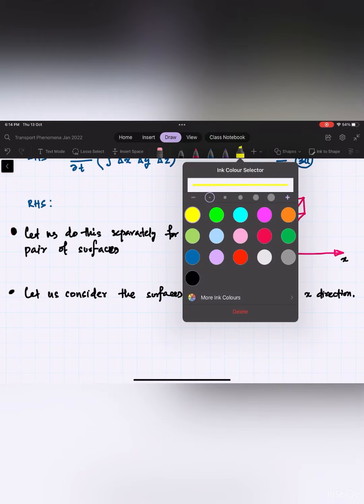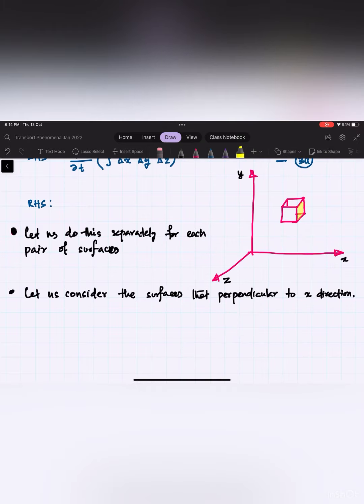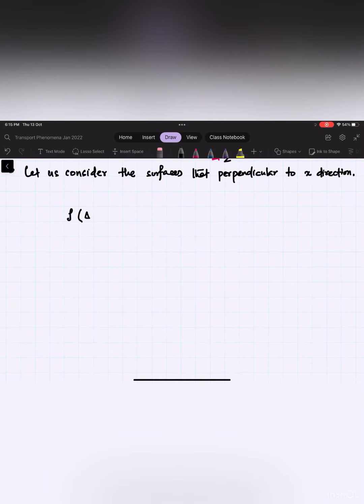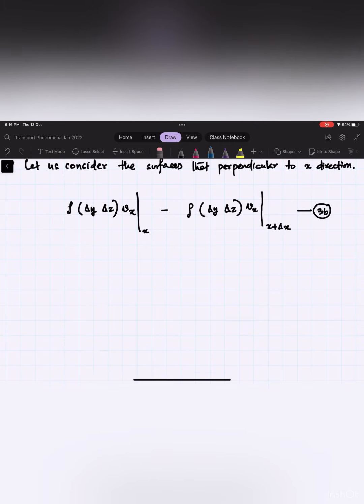Let us highlight those, shall we? Yes, so this is the surface and the left surface. These are the surfaces which are perpendicular to the x direction, and the velocity component perpendicular to those surfaces is Vx. So if you want to write it in the form of rho A V, we will have rho delta y delta z Vx at x minus rho delta y delta z Vx at x plus delta x. That's the mass entering the control volume minus the mass exiting the control volume via the surfaces which are normal to the x direction.